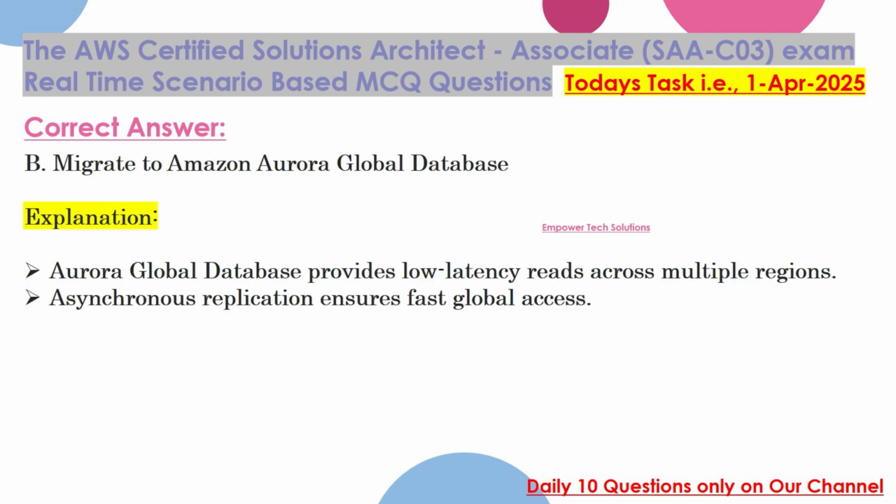Correct answer: B. Migrate to Amazon Aurora Global Database. Explanation. Aurora Global Database provides low-latency reads across multiple regions. Asynchronous replication ensures fast global access.